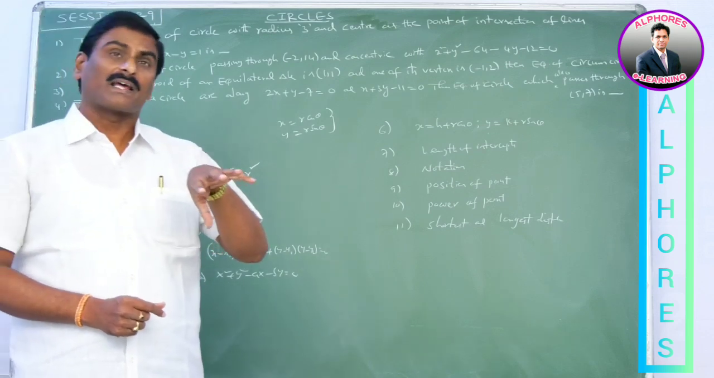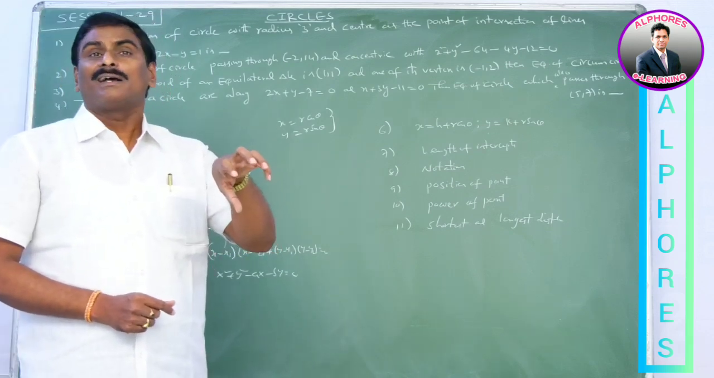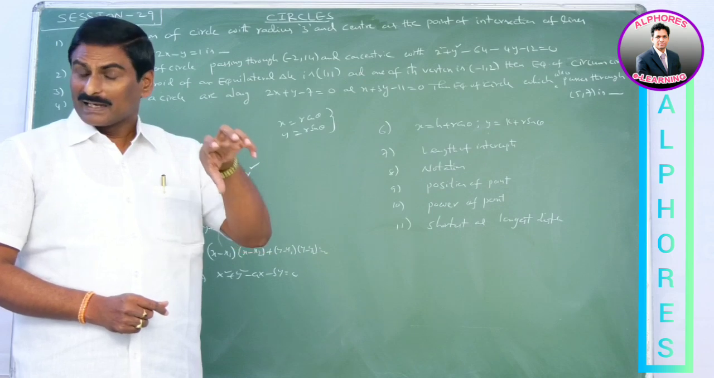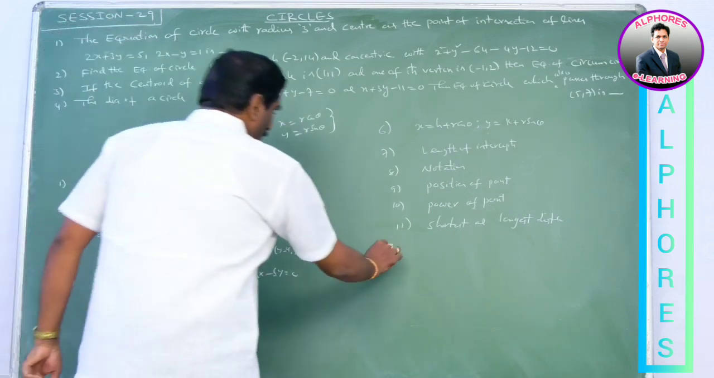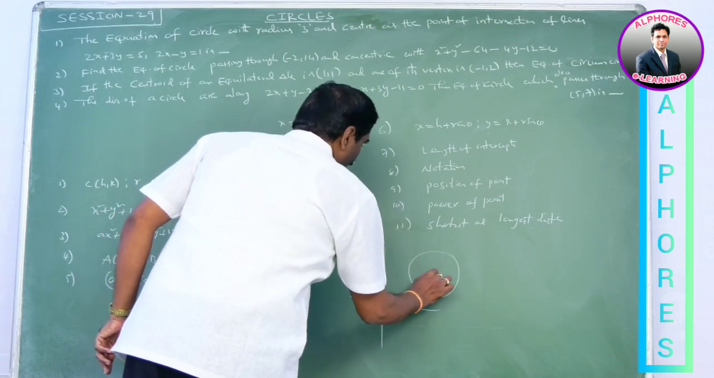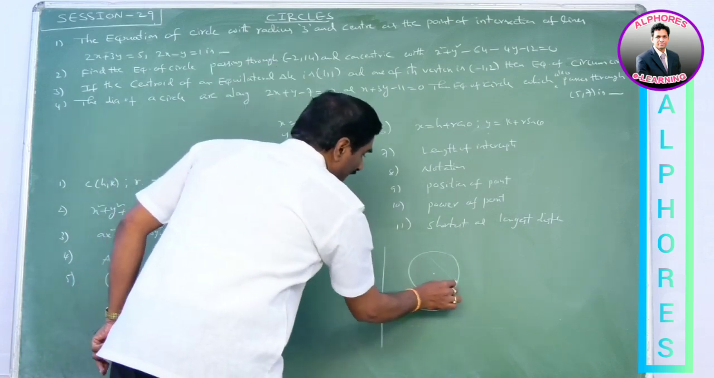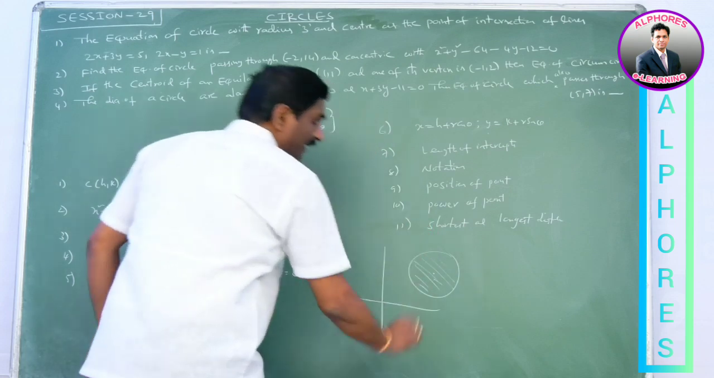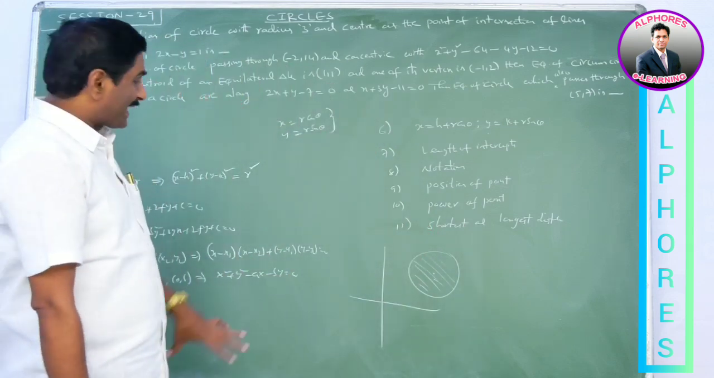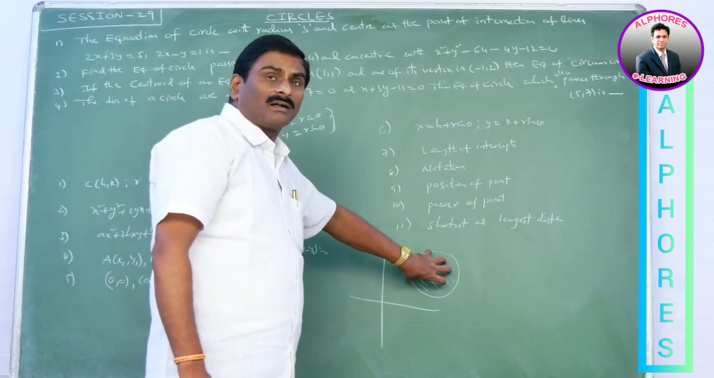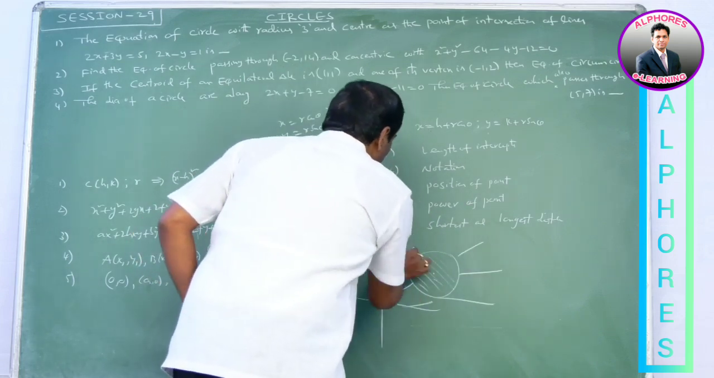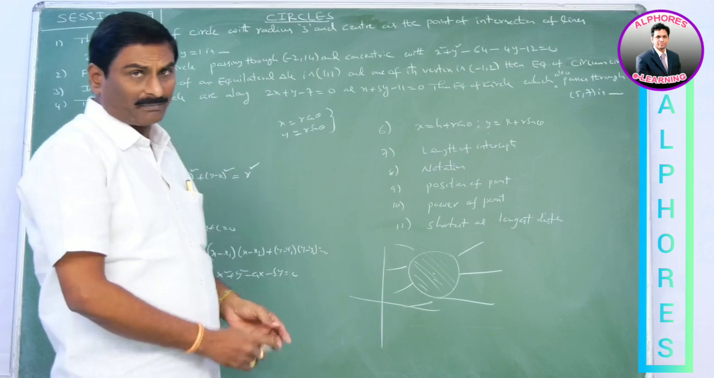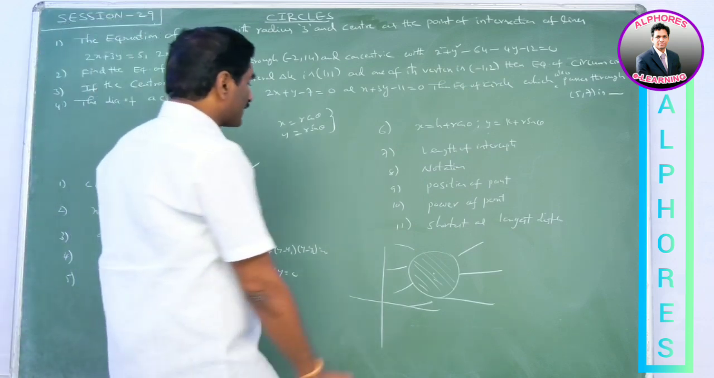Inside of the circle means the region that belongs to the center of the circle. That means, suppose the circle is in this way. Interior means in this region the center lies. Exterior means the center does not lie; this is the exterior. In this region, the center does not lie. Next, on the circle means this value.